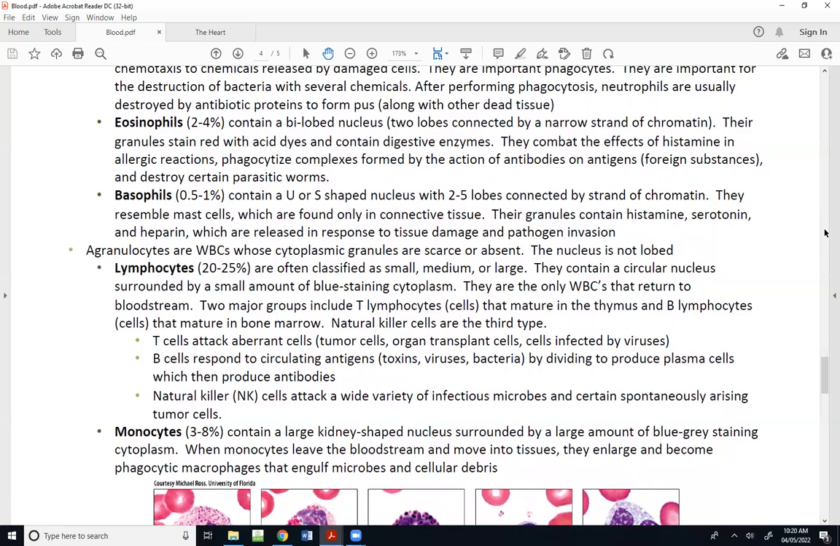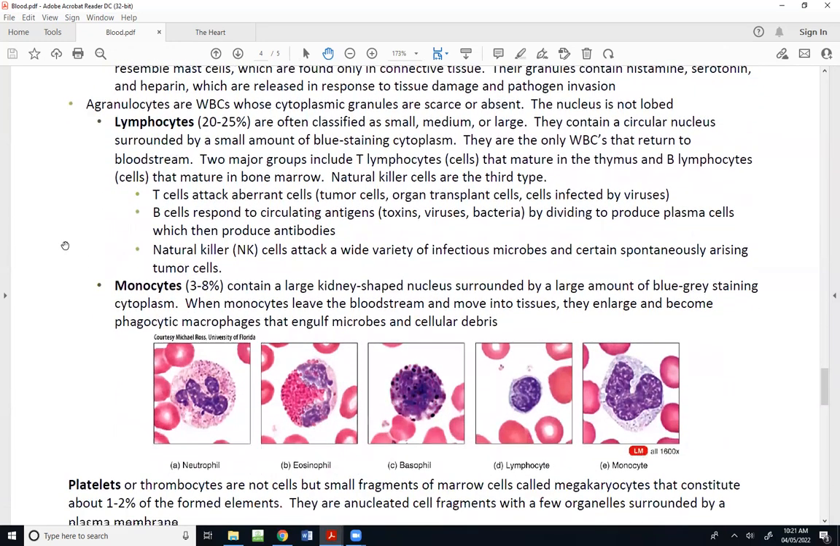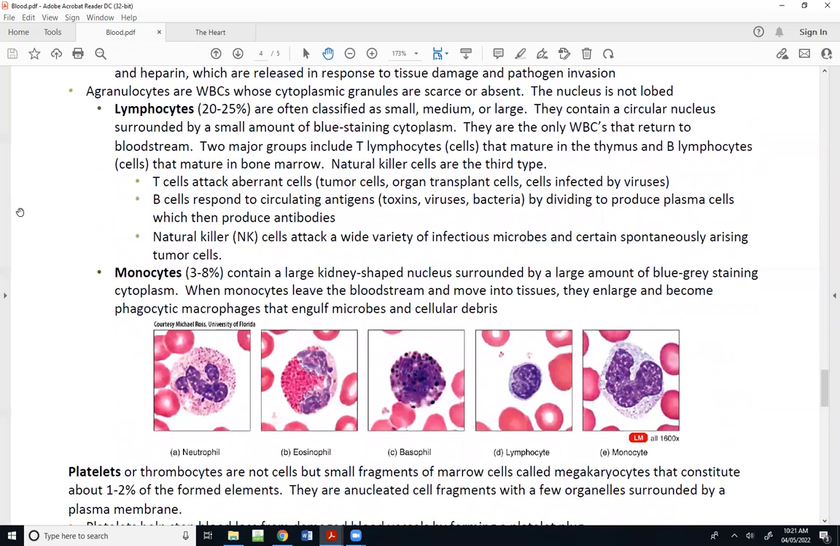These guys are a big contributing factor in allergies, and why we get sneezy and itchy and red. A lot of it is because of the histamine that's produced by these guys, as well as mast cells. Which explains why if you have allergies, you might take an antihistamine, and you'll find that in like Allegra and that kind of stuff.